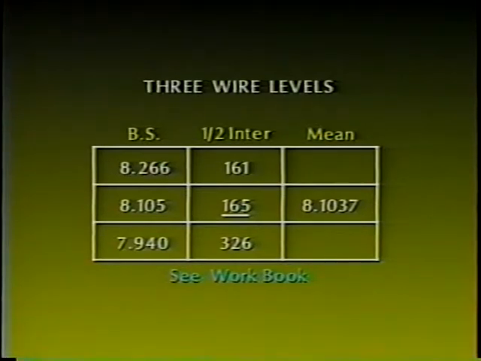326 is the sum of the 2 intervals, 161 plus 165, between the crosshairs. This is added to the sum of the next backsight interval. The total for the second backsight is 759, as shown in the example in your workbook.